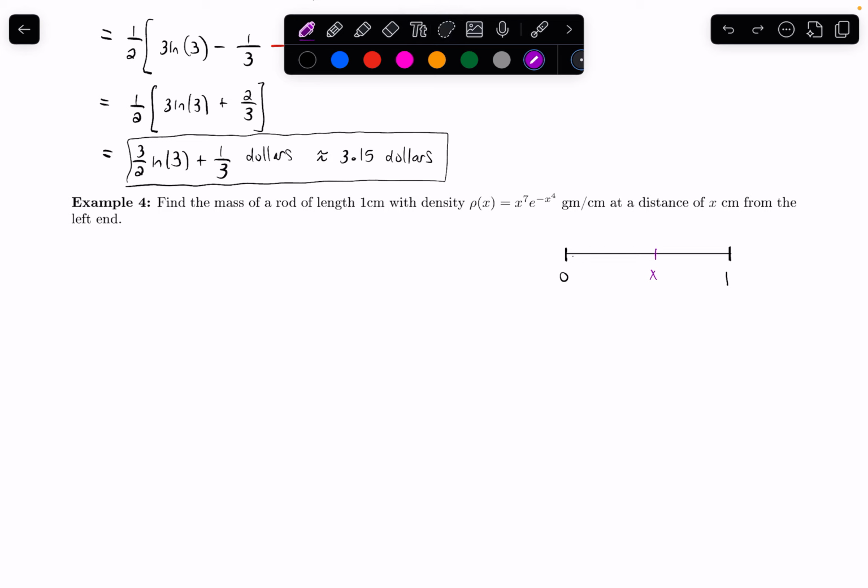Okay, so we've seen earlier in this section a formula for the mass. The mass is the definite integral from the starting point 0 to the end point 1 of the density function, which here is x to the 7 e to the negative x to the 4th dx. So we're doing the integral. So mass is the integral from a to b of the density function, rho of x dx. We saw that earlier in this section.